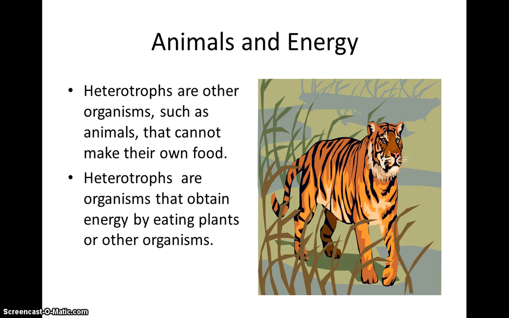Animals like us, or that tiger right there, are going to be called not an autotroph, but a heterotroph. So we actually have to eat something in order to obtain food. We can't make it ourselves. So if you just sat in the sun, you're not actually going to make any food. You have to eat something. So there we're going to either eat plants or other organisms to get our energy, and that's true of all heterotrophs like that tiger.